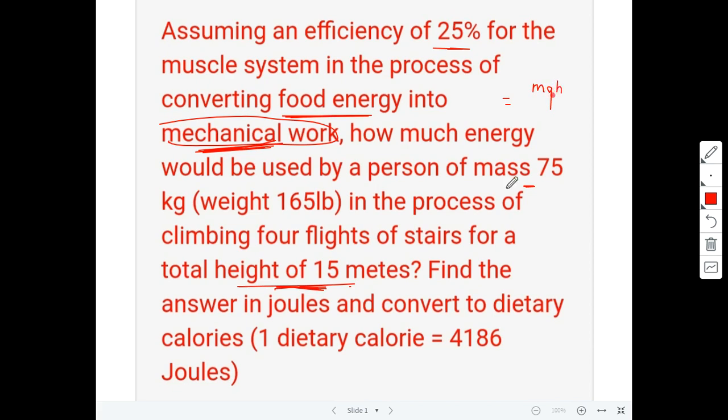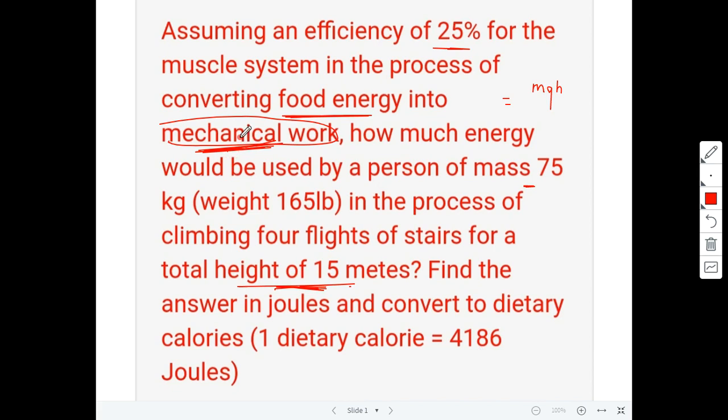Wait, isn't that formula just the gravitational potential energy? Yes, mgh, that's what I'm saying. The mechanical work that you have to calculate, you have to calculate by mgh. Okay. So work done is basically gain in potential energy. How much potential energy a person is gaining is basically its work done.